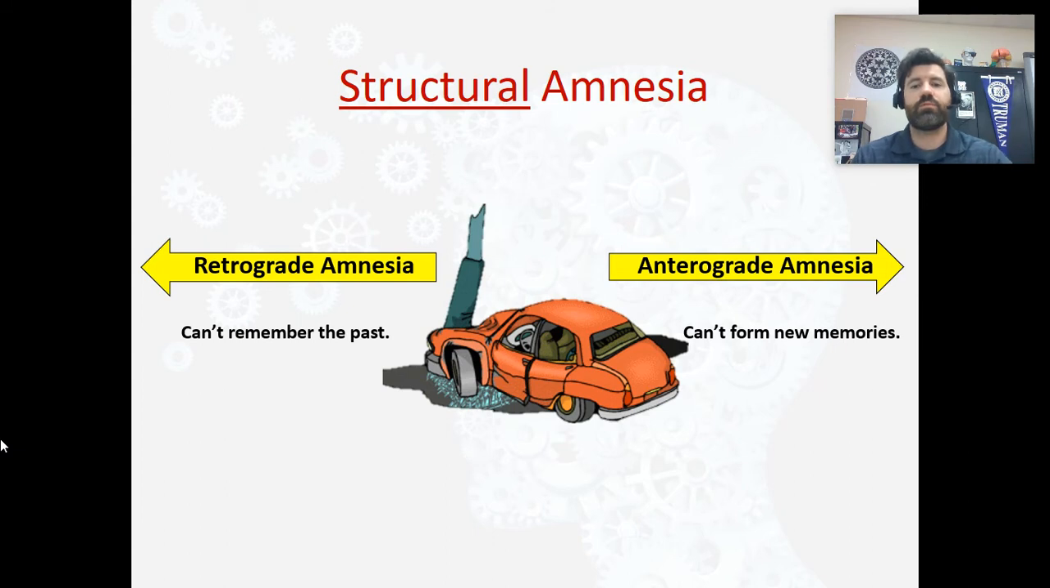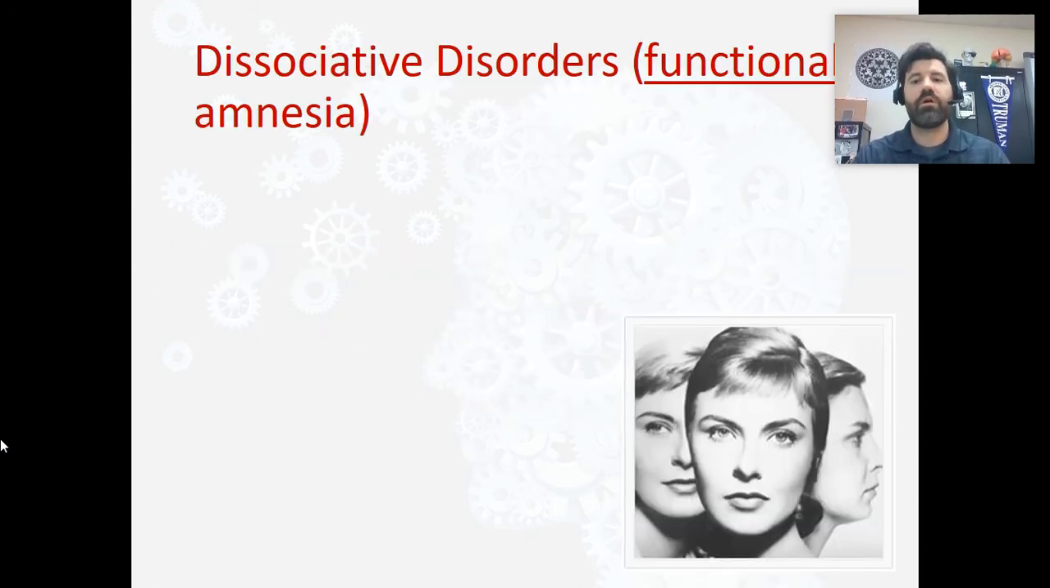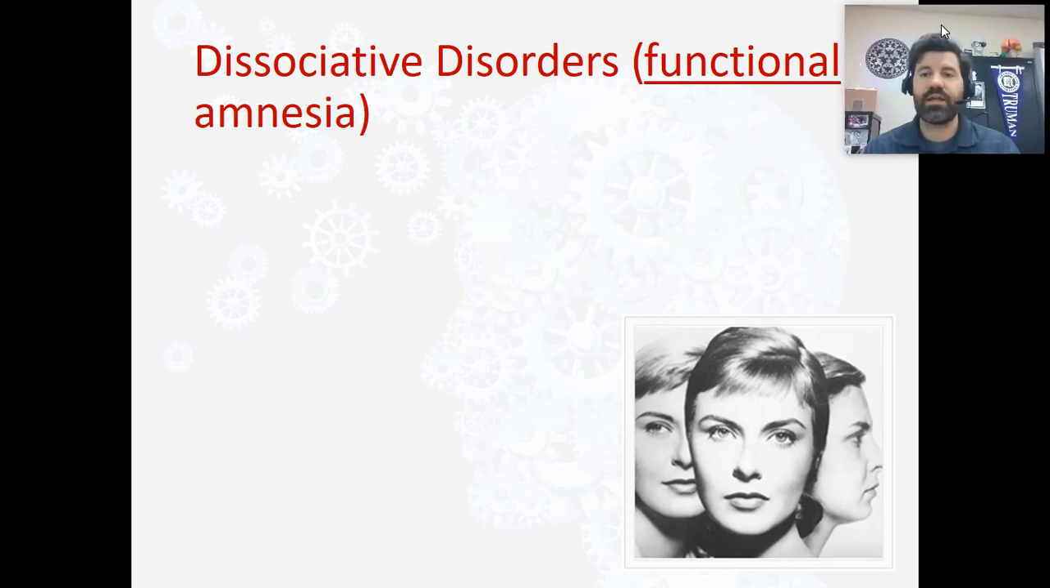Now, these are forms of structural amnesia. There's a physical cause. Something is wrong with the brain. We could see it under a brain scan. But what's really fascinating, and what we're going to end with today, is this other category of amnesia that's not structural, but is what we call functional amnesia. And functional amnesia would fall under this category of mental health disorders that we call dissociative disorders.